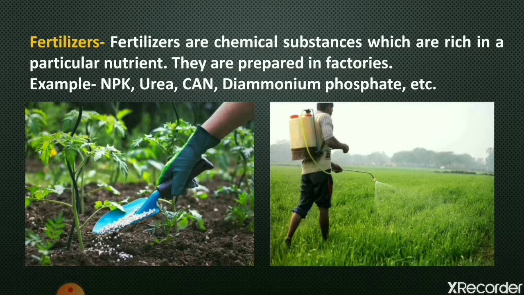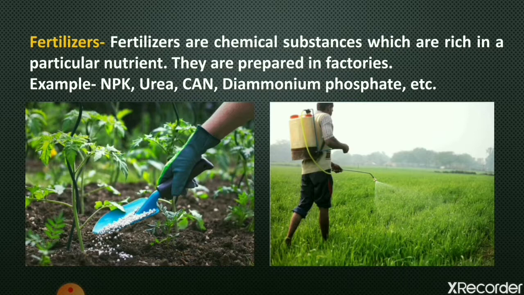And fertilizers are chemical rich, so they are not so good for soil, but yes, they are very light in weight, means they are not so heavy, just like manures. Manures are organic, that is why they are very heavy in weight. Fertilizers are very light in weight and they provide some specific nutrients to the soil.